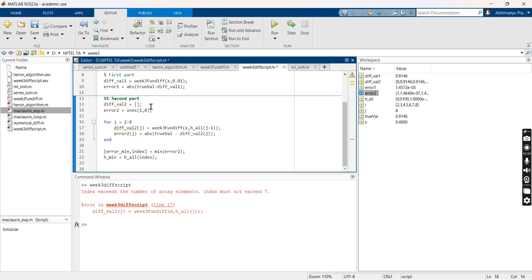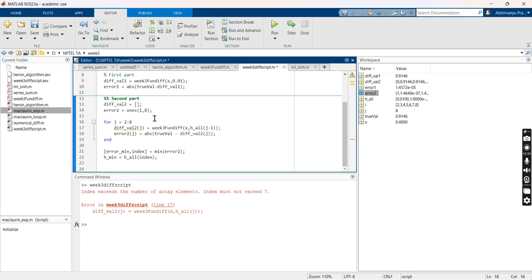You were initializing diff val to an empty array, and error also as an empty array, right? Yes, sir. So the issue is when you initialize it using an empty array and you are directly trying to access the second element or any other element of the array, it just enters a zero value for the first element.